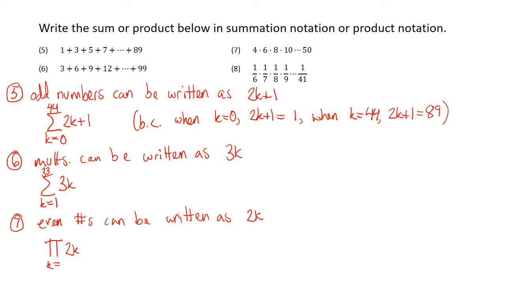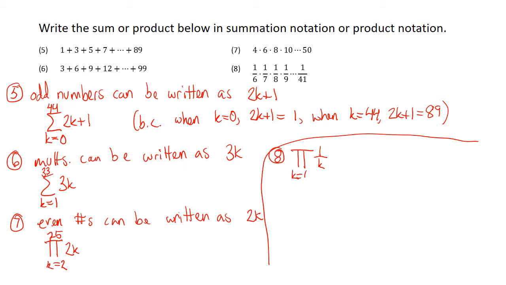Okay, so for the first one, k is going to need to be 2 to give us 2 times 2, which is 4. And then for the last one, 50, I would need to use 25. Okay, and then let me just make a little space to do number 8. So for number 8, hopefully you can see it, it's just going to be 1 over k. Alright, and then the first k is going to be 6, and then the last k is going to be 41.